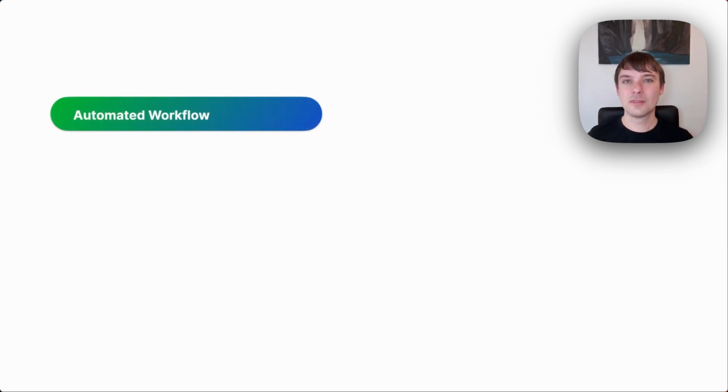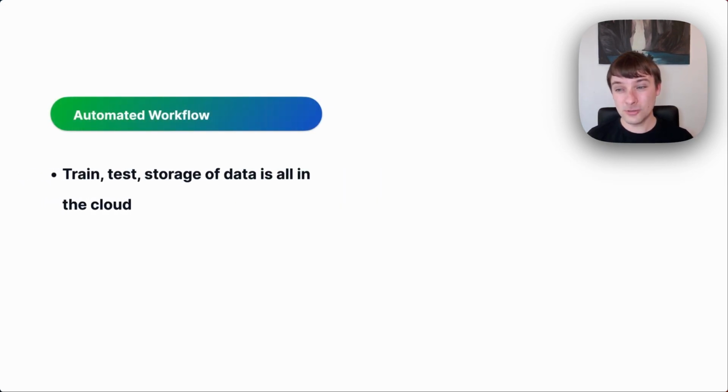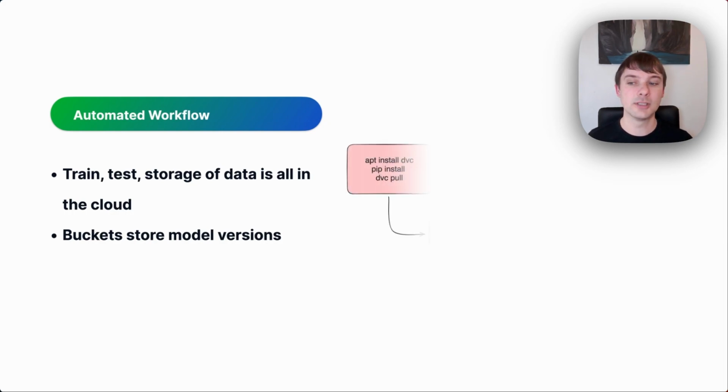Now, again, what's this used for? Training, testing, and storage of data are all in the cloud. This is all done on a machine that is located in the cloud, so everybody that works on this project can test their code independently. Buckets in the end store our model versions, and these are located in S3 with DVC.